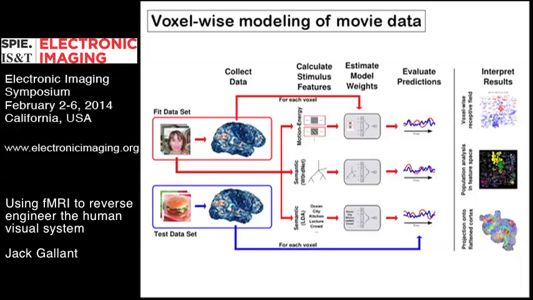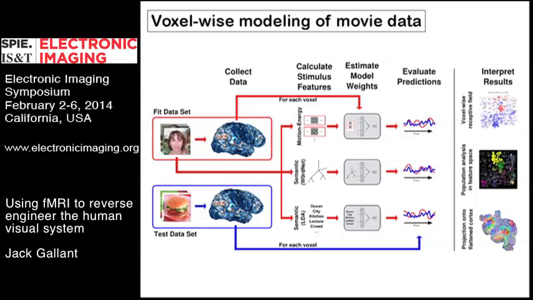So now the problem is, for every point in the brain, we don't necessarily know what feature space that point in the brain is representing. So we need to compare several feature spaces that are essentially instantiated as different hypotheses. So we collect first a fit data set where we show some movies, and then we collect some brain activity data. And now we put the brain activity data to the side and ignore it for a moment.